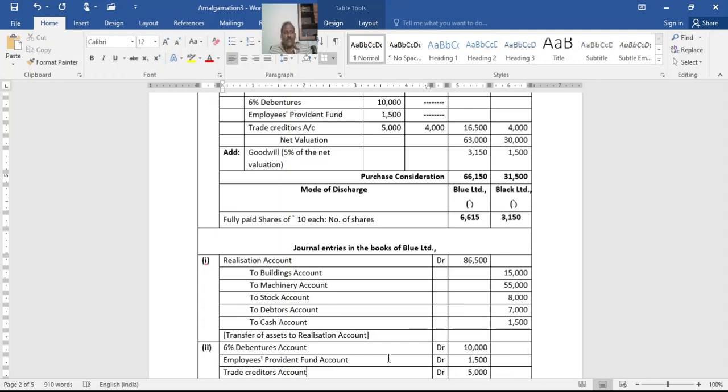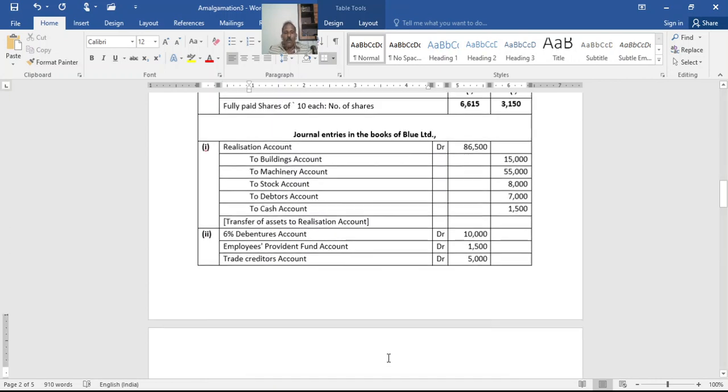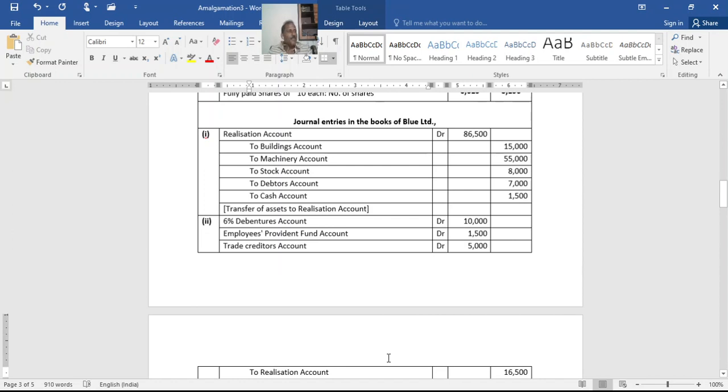Narration as usual, one sentence you have to write which gives the meaning. Write being the transfer of assets to realization account, or above assets transferred, it is enough. Then remember, first journal entry in the books of Blue Limited. You can add there in front of that selling company or transferor company. First Blue Limited, its balance sheet, assets transferred. Now liabilities, 6% debentures, employee provident fund and trade creditors.